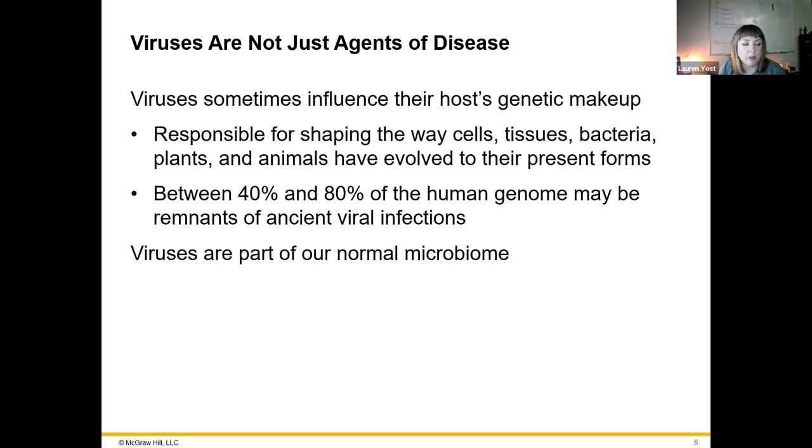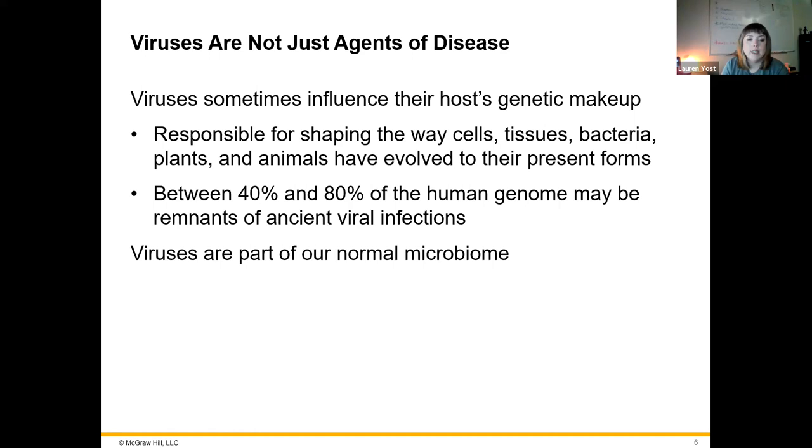It seems like between 40 and 80% of the human genome may be remnants of ancient viral infections. That is kind of terrifying when you think about it. A lot of our genome actually doesn't code for anything that we know of, right? So there's a lot yet to learn about our genes and how they function for us as humans. But it seems like a lot of it came from viruses, and that's legit.